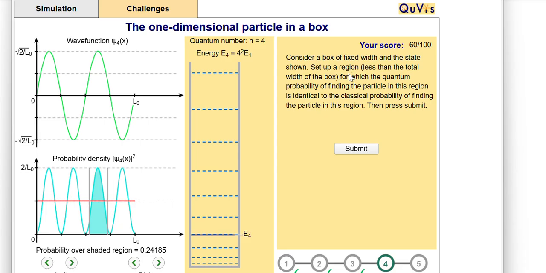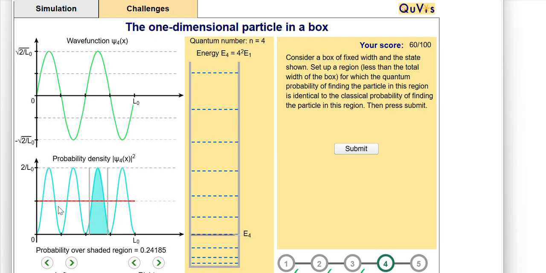Consider a box with fixed width and the state shown, the shaded region less than the total width of the box. Is the quantum probability of finding the particle in this region identical to the classical probability of finding the particle in this region? Press submit. So the classical probability of finding a particle in a region between 0 and L should be equal throughout. So this red line is the probability of finding the particle in this region. So the classical is equal probability throughout.